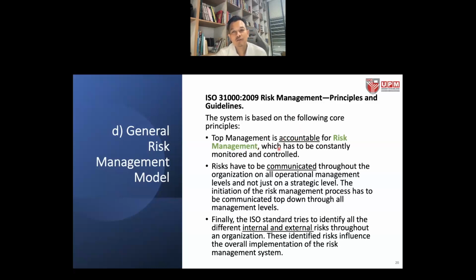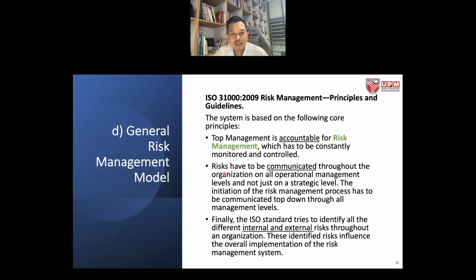Risk has to be constantly monitored and controlled at the very top level of the company. If it is only being done at a very small unit, you have a unit or a division of risk management, and the CEO or the top management, the managing director, doesn't know anything about risk management, it means that it is not a culture. It is just for the sake of having compliance. All right, that is not the spirit of having risk management in a company.